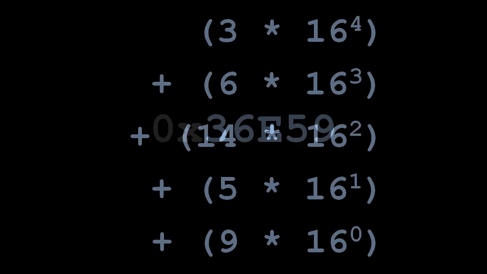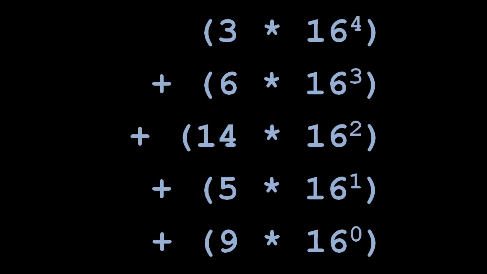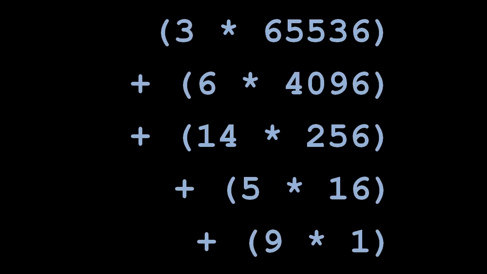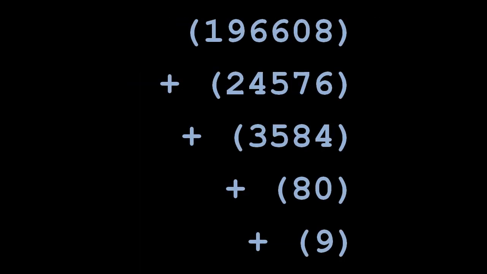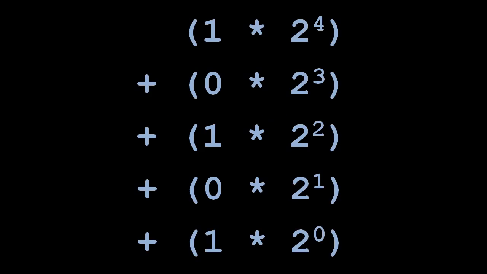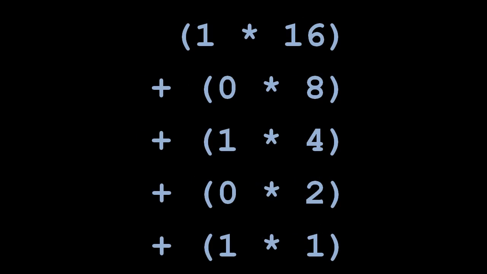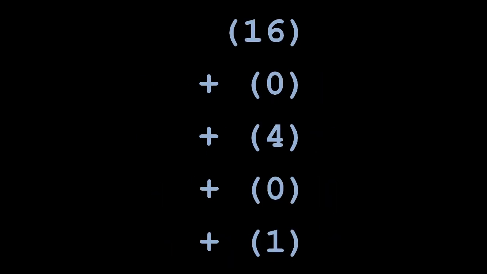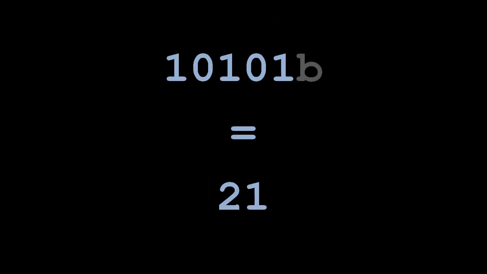For another example, we'll convert hex 36E59 to decimal. Again, we first decompose into smaller numbers and then convert them to decimal. Then we do the exponents, do the multiplication, and then sum everything together, yielding here decimal 224,857. Applying the same technique for converting binary to decimal, we first decompose the digits and convert the small terms to decimal. Then we do the powers, multiply, and sum everything together to get decimal 21.